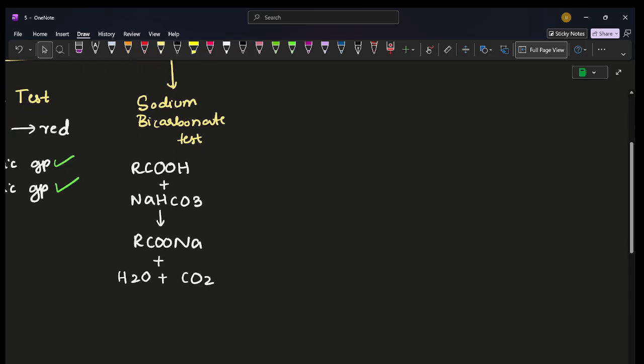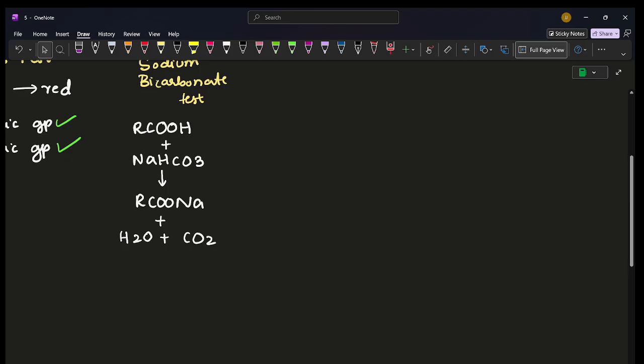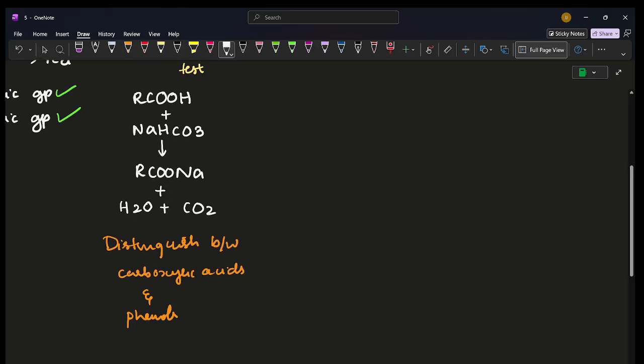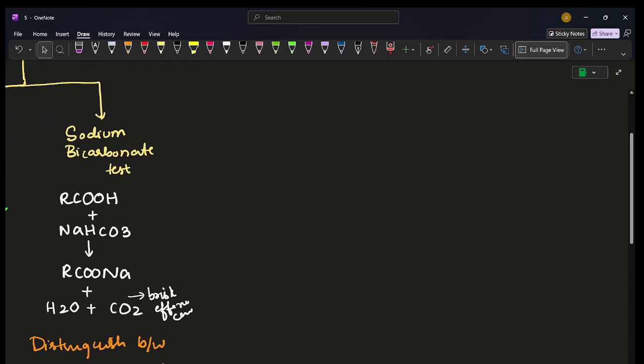Alright, so who gives this test? This is a test to also distinguish between carboxylic acids and phenols, because phenols don't give it, and you're going to get a brisk effervescence.